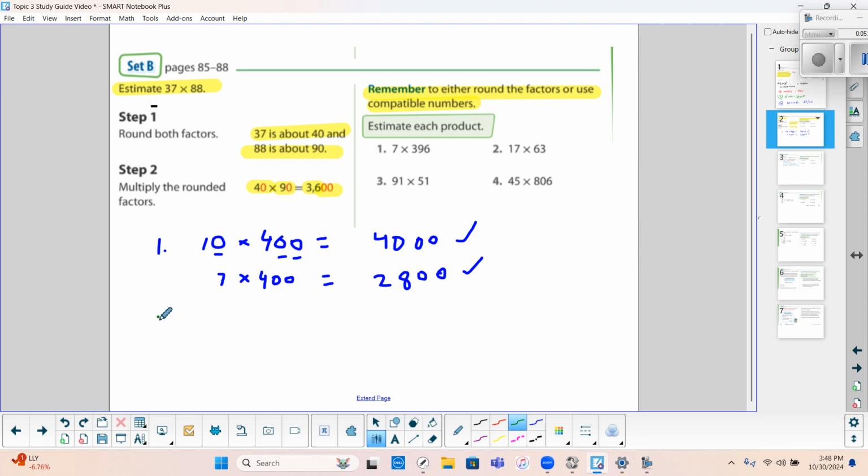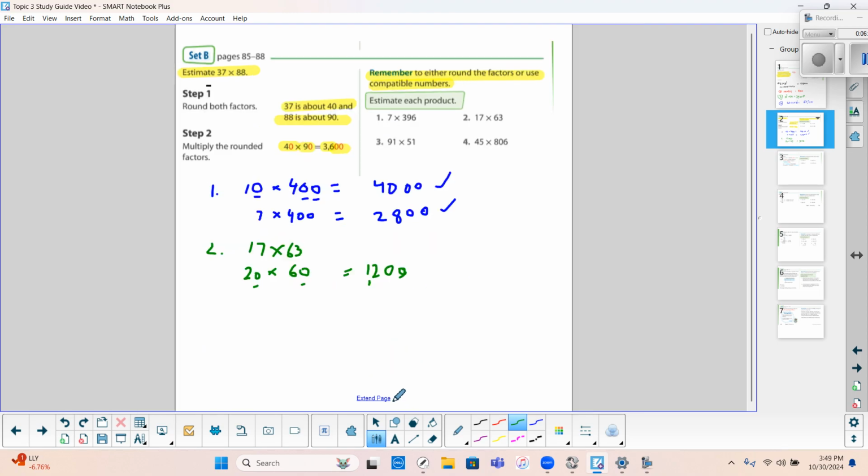So for number 2, that's 17 times 63. I would say 17 is close to 20, and 63 would round to 60. Well, 2 times 6 is 12. And then there's 2 zeros behind that, so 1,200.